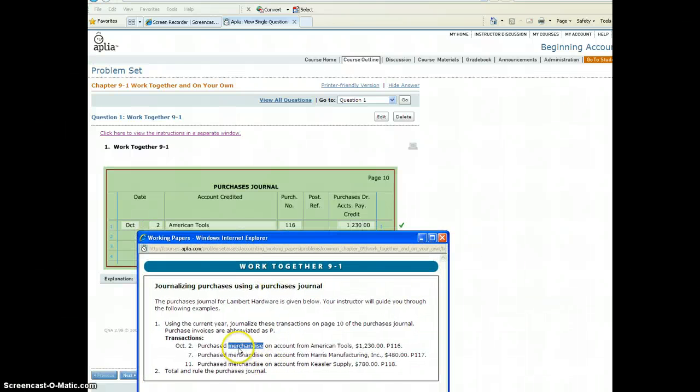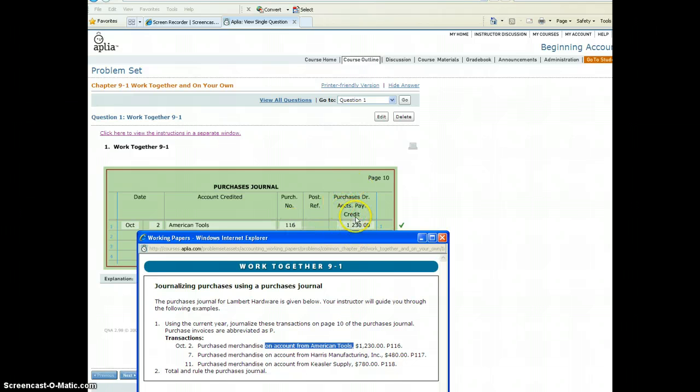So for our first transaction, we have purchase merchandise on account from American Tools. You're going to always put your date in, October 2nd. American Tools is our vendor name. So when it says on account, you need to look and see who the vendor is that you're purchasing your merchandise from, and you will always type the vendor name in there. Your source document is always going to be starting with a P, 116, and we're going to put 116 in here for our purchases number.